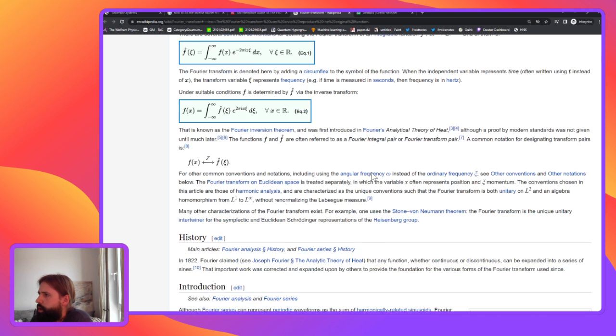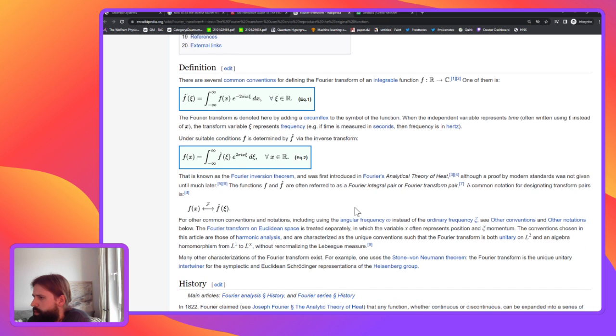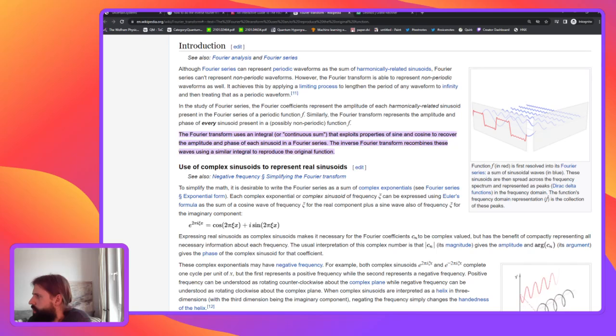Why? So the Fourier transform is denoted up here by adding a circumflex. Okay, yeah. When it's time, often it's t instead. The transform variable represents frequency. That's the introduction, cool, yeah, but then what?